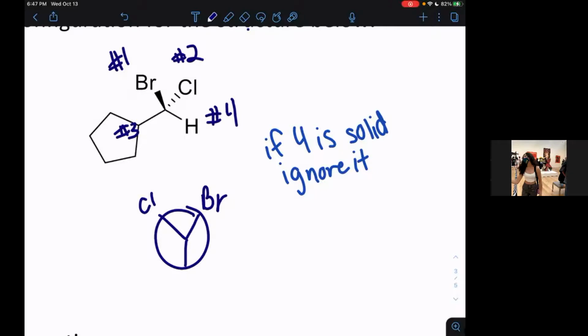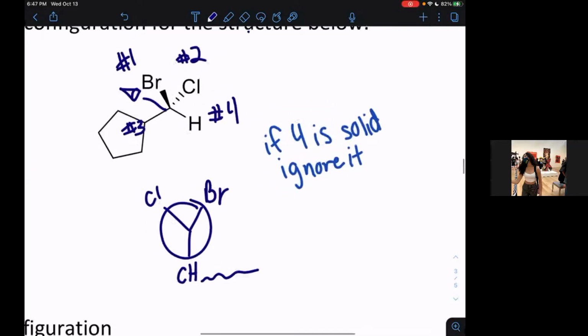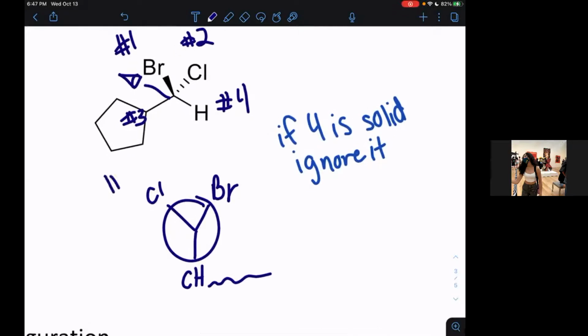So did you do it this way? Yeah, like looking into that. The bottom would just be the hydrogens, but the ring is on the bottom. Sorry. Okay, the ring's on the bottom. So then this is 2 this way and 1 and 3.